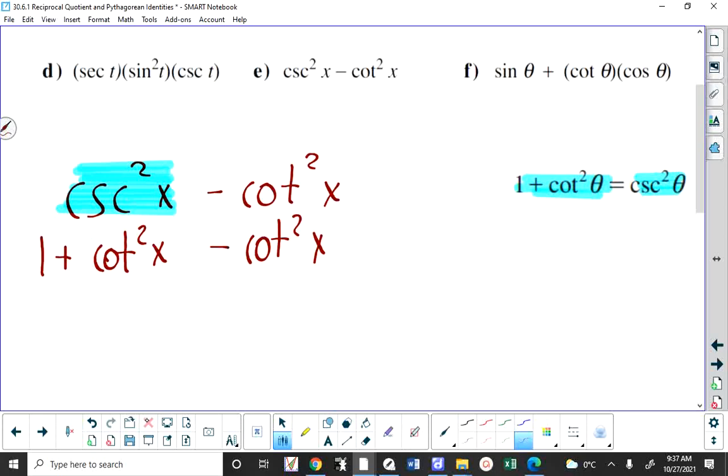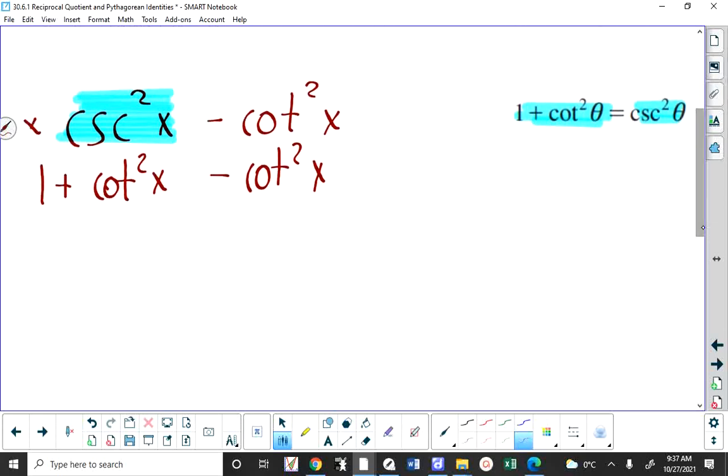Now, did anybody do this problem and do it a different way? Did you get the answer? Yeah. I'm guessing what you did is you converted everything to sines and cosines. Yeah. Let's see what happens if you do that.